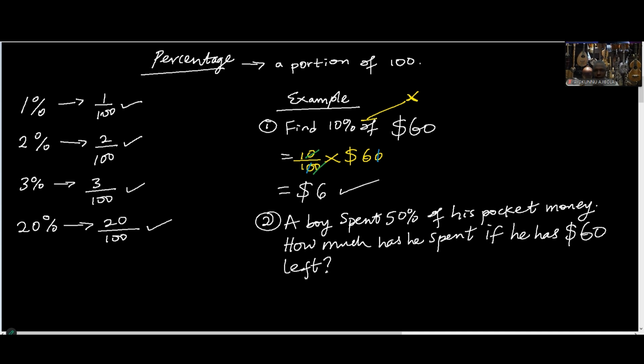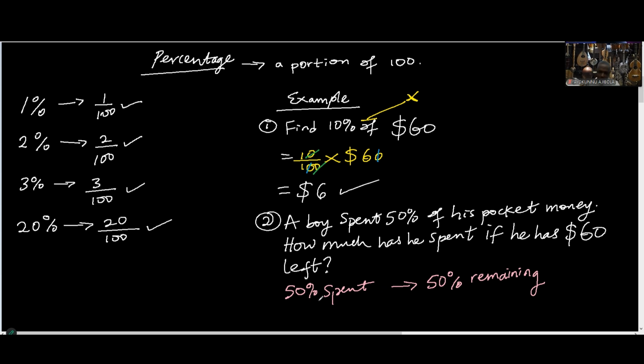Now, this question is asking you to find how much the student has spent if there is still some left. So that means if he spent 50%, then we can conclude and say 50% remaining, because 50 plus 50 is 100. Is that clear? Yes.